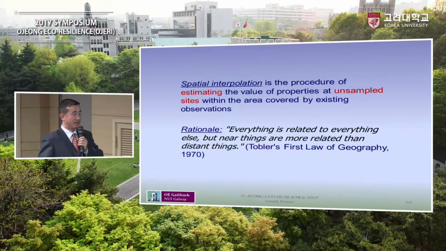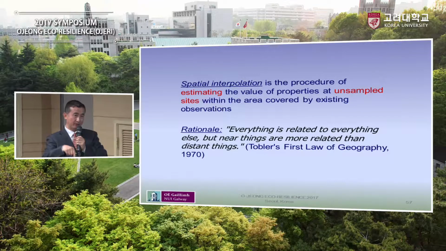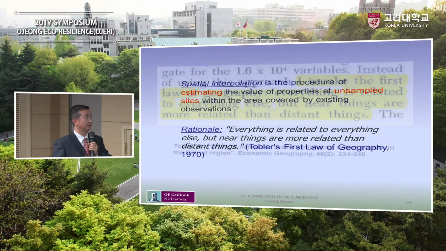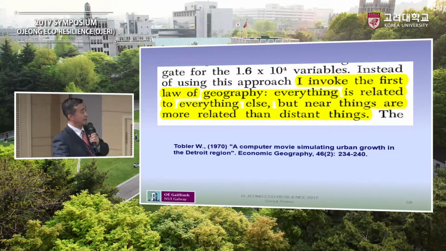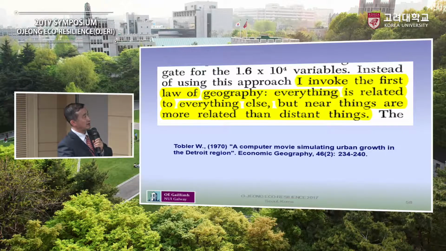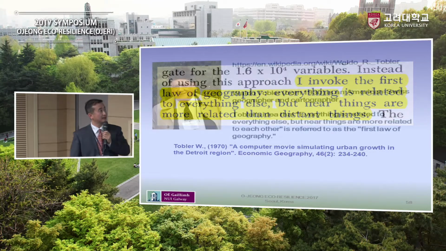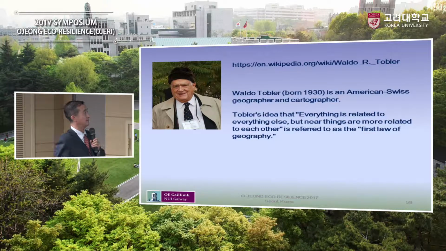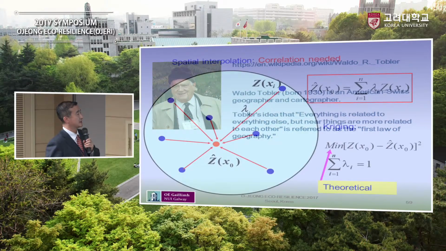The rationale behind it is the first law of geography. Everything is related to everything else, but near things are more related than distant things. That means the closer ones will make more contribution to the unknown point, and further ones will make less contribution. In fact, that's spatial autocorrelation. Specifically, in his paper in 1970, he wrote that, I invoke the first law of geography. His name is Tobler, and he became famous because of the first law of geography.